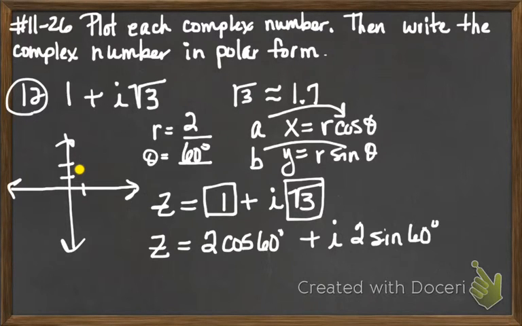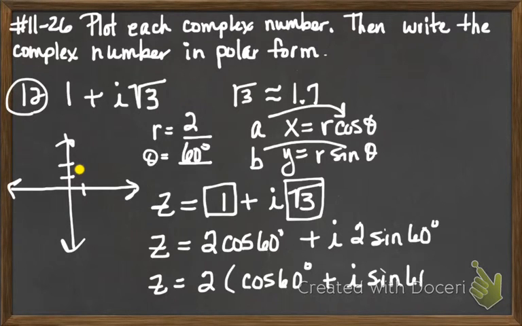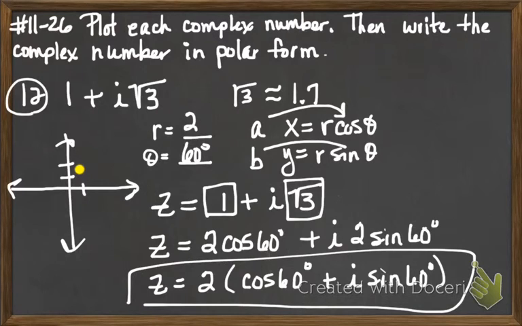And then your last step is to realize that the radius is in both terms. You see the 2 in both terms. And so you'll just factor out the 2. And you'll get 2 outside the parentheses, so you'll have cosine of 60 plus, sometimes they put the I in front, some they put the I at the end, it really doesn't matter. And then you'll have I sine of 60 degrees. And that's that same complex number in polar form. Questions?